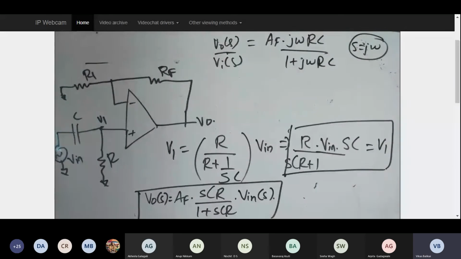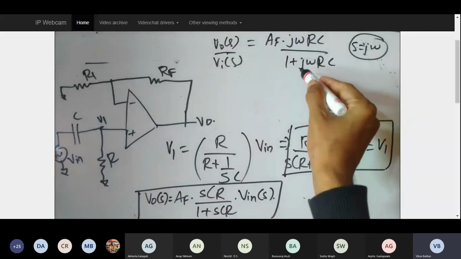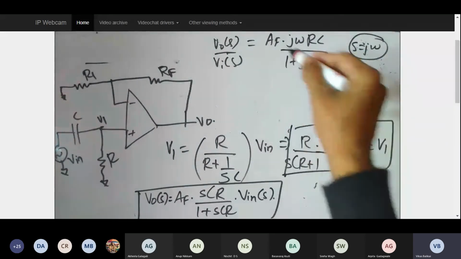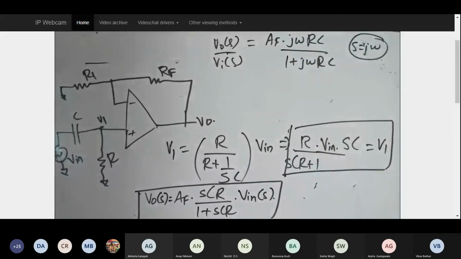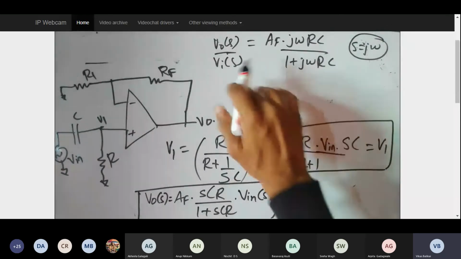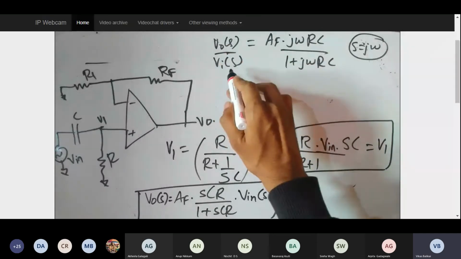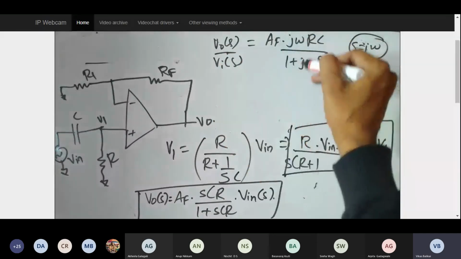Right. So this is the thing I obtained. Again, let's try to further simplify this. In fact, no need for further simplification. I obtained the gain, the magnitude equation. Now the same thing you obtained here was V0 by Vi for your low pass filter, which was AF divided by 1 plus J omega RC.